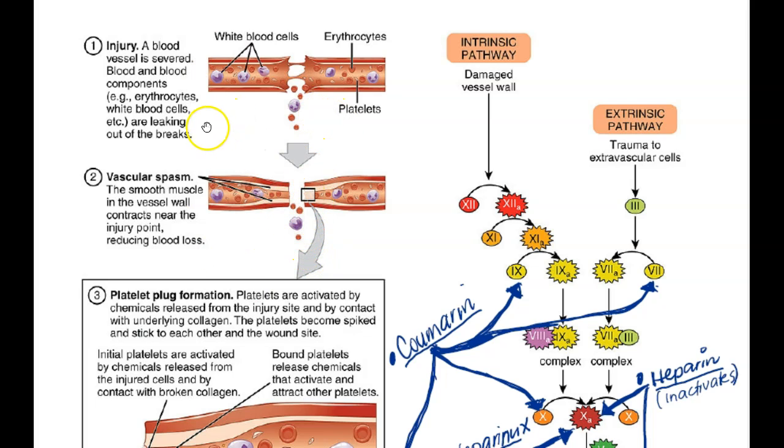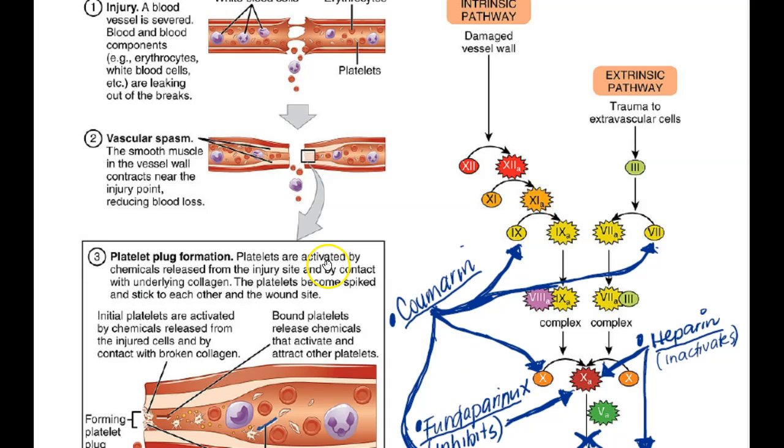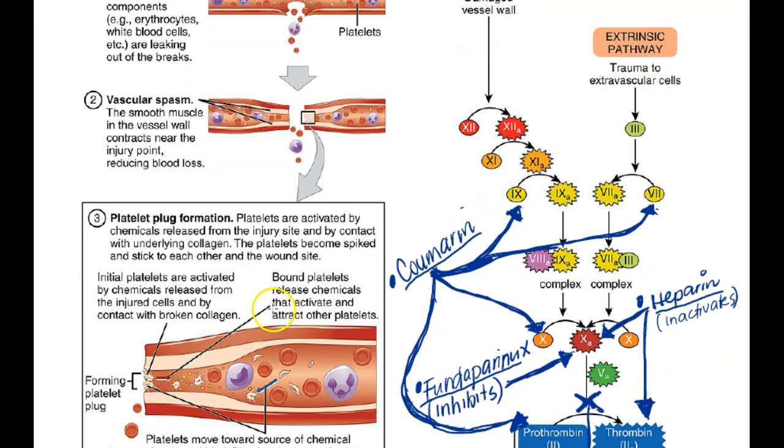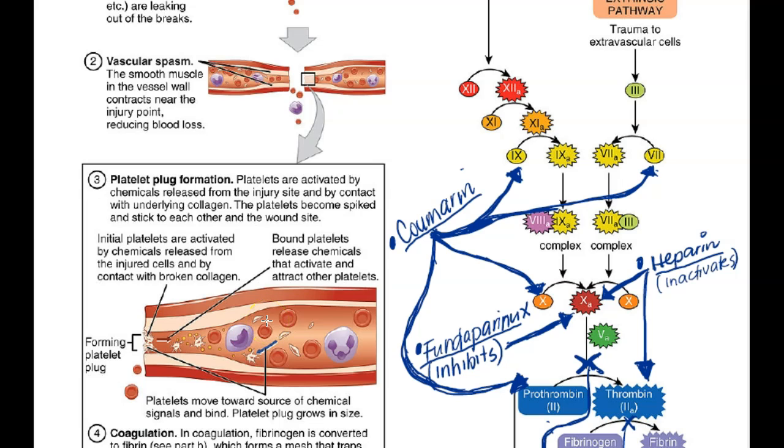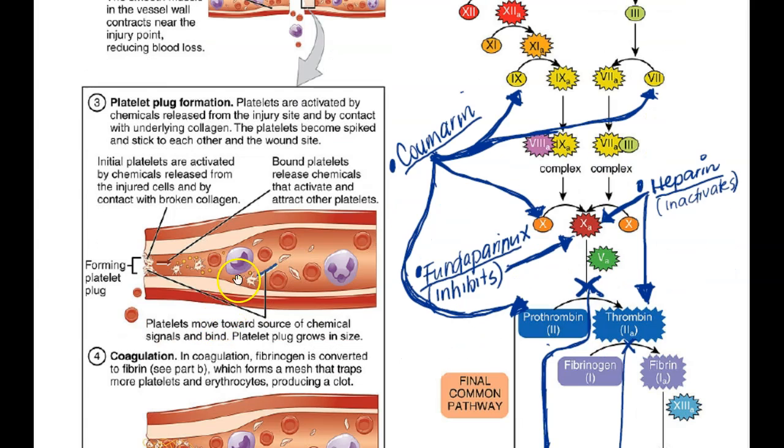Afterwards, because of the injury, that causes some vascular spasm. So the smooth muscle in the vessel wall contracts near the injury point, thus reducing the blood loss. Following that, there's the platelet plug formation. Platelets are activated by the chemicals released from the injury site and by contact with underlying collagen. When the platelets are activated, they become more sticky, so they start sticking together, forming a platelet plug. Then the coagulation cascade happens.